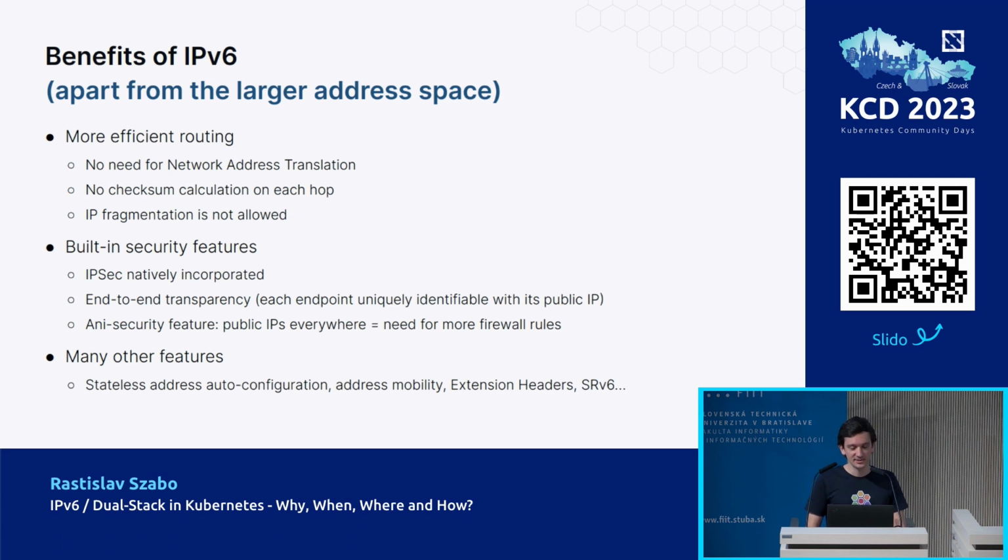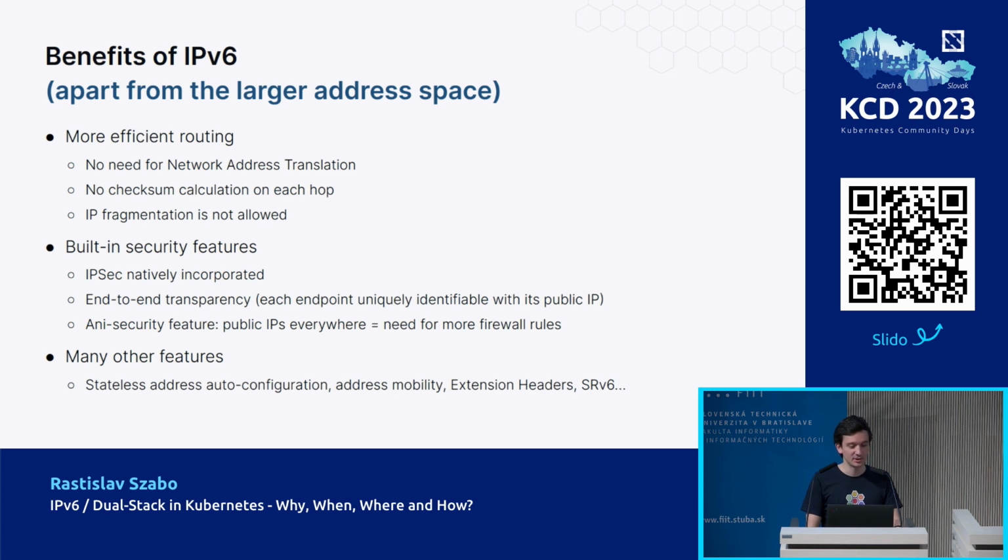What are some other benefits of IPv6 apart from the larger address space? First, it is more efficient routing, mainly because there is no need for network address translation, which itself requires a lot of processing. But also, there is, for example, no checksum calculation on each hop. IP fragmentation is not allowed by design.